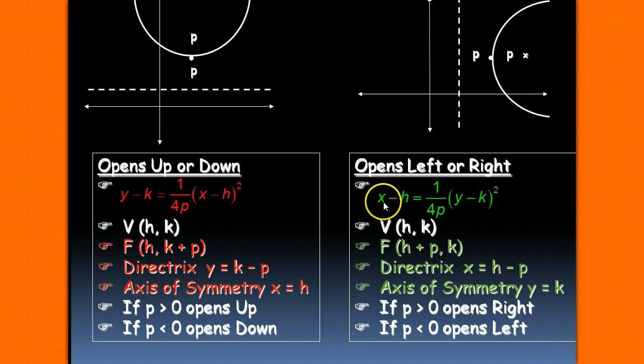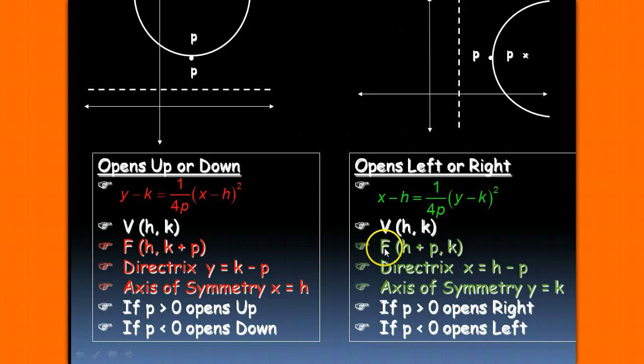So instead of having y minus k, we have x minus h. We still have our 1 over 4p times y minus k squared. Our vertex stays the same. It's going to be h comma k regardless. And then again, in this one, these three things are going to be in green. Again, important to know, but not necessarily important to memorize.